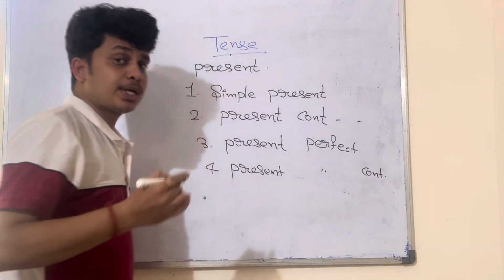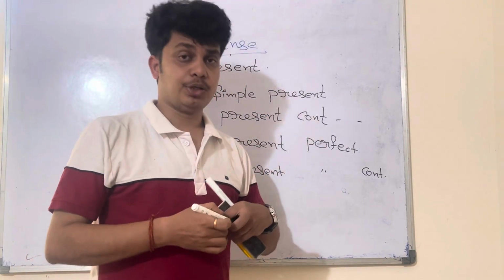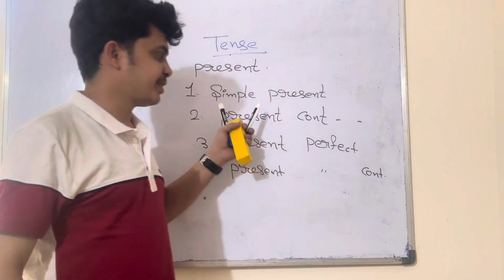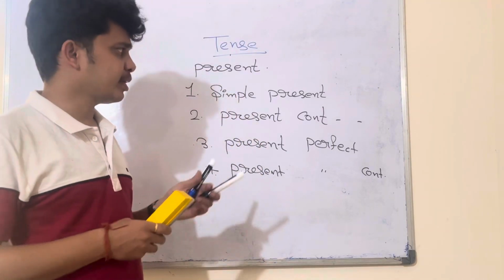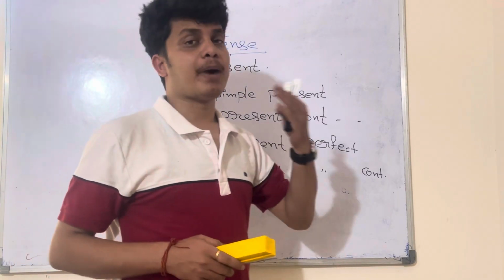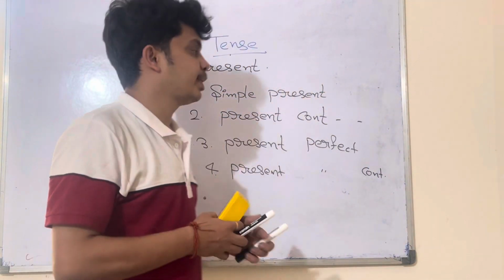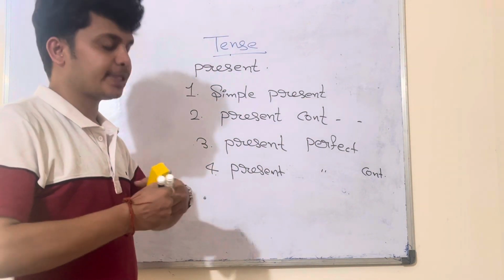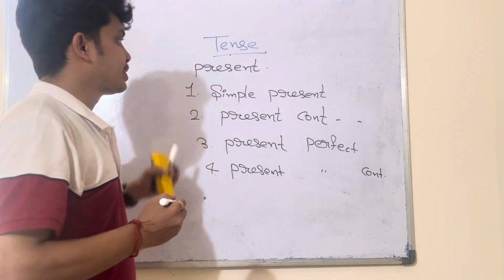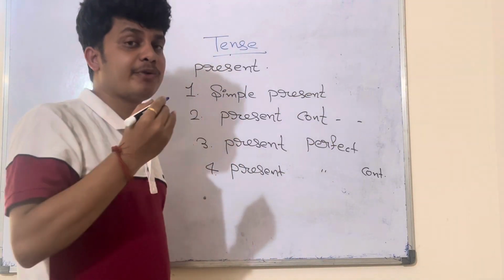Now the question is, why is it divided into only 4 types, not 1 or 5 types? You may say, sir, because we use only these 4. No, the reason is so simple. See, even the present is divided into 4, past is divided into 4, and future is also divided into 4 parts. Why? Let me tell you one by one. First, let me explain the present. See, in case of present, what are the situations that we require?